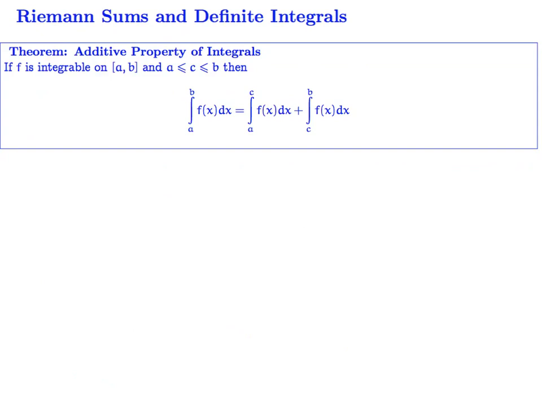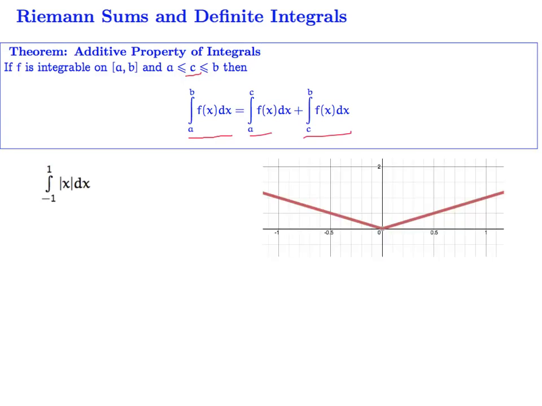So the next useful property we have is a theorem called the additive property of integrals. And it says that if a function is integrable, that is, if its integral exists on this interval a to b, and we pick some point c in between a and b, then in order to calculate our single integral there that we want, we can calculate these two integrals instead on the left. So let's look at a good graphical example of this.